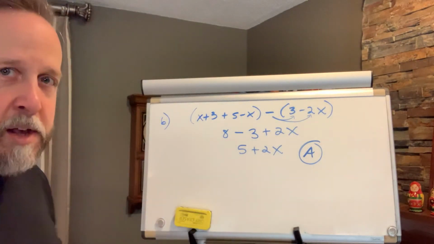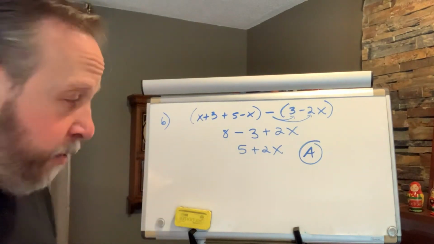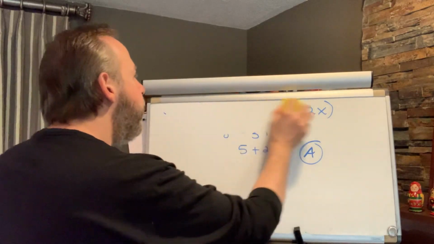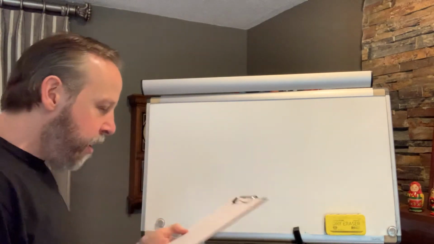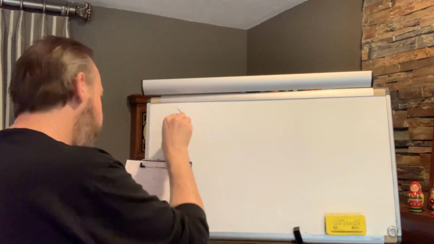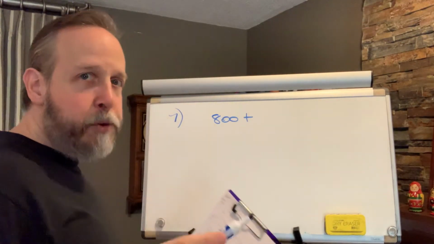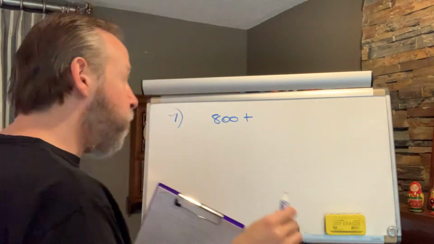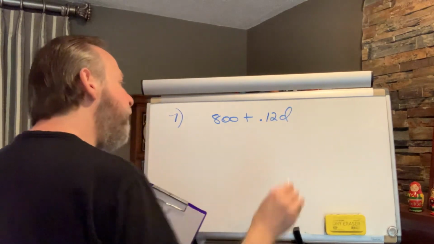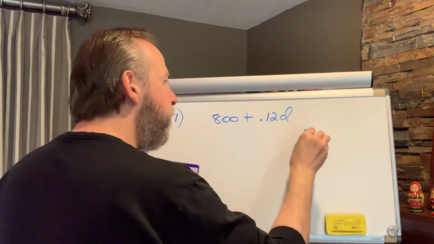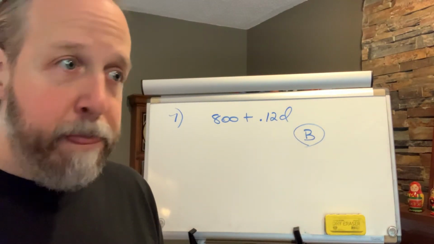Now, number 7. Number 7 requires no work whatsoever. It requires you to read and understand how to put an equation together. So it's how this person is going to make some money based upon a base salary and a commission. I believe his name was Anton. Anton was very simply making $800, plus 12% of his sales. And we were told to call his sales D. So 12% is 0.12 times D. That was answer choice B. There was nothing else to do. Just interpret the equation from the words.